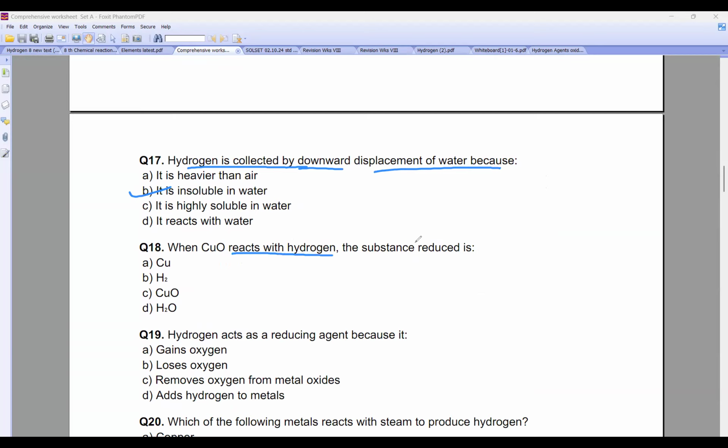Copper oxide reacts with hydrogen. The substance reduced is which one? Copper oxide becomes copper, right? Who is undergoing reduction? Copper oxide, CuO. Hydrogen acts as which agent?